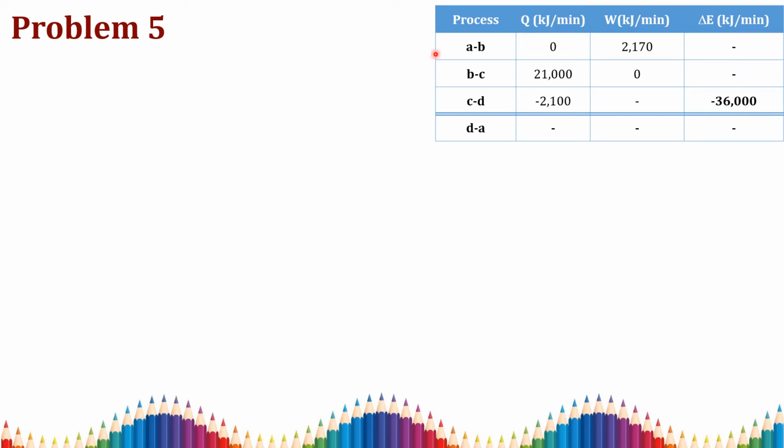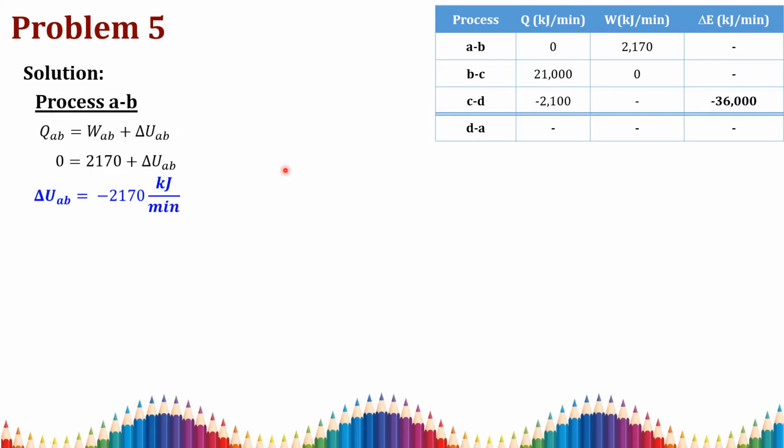So for my convenience, I am keeping this data table here. First process, A to B. We know the first law of thermodynamics is Q equals W plus delta U. I am applying the first law of thermodynamics to the process A to B. So I am writing Q of AB equals W of AB plus delta U of AB. Substitute the values from the table that are given.